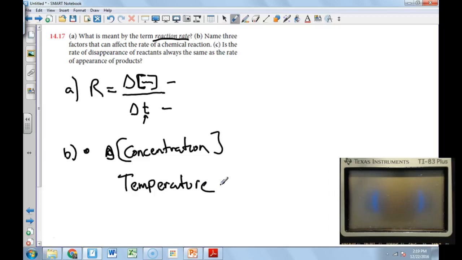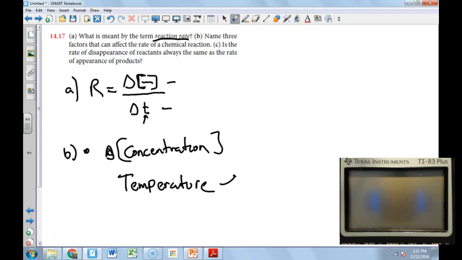Actually, one of the things I can say is the rate constant is the same for a reaction as long as the temperature stays the same. As soon as you change the temperature, the rate constant will change. So temperature has a big effect on the rate constant, or on the reaction rate.